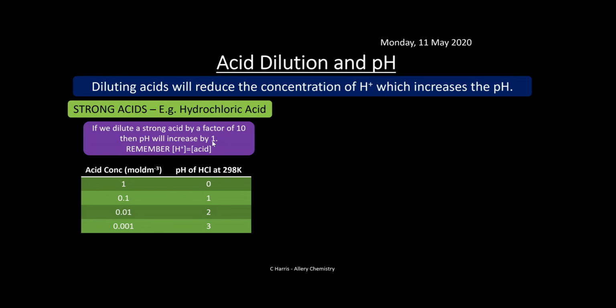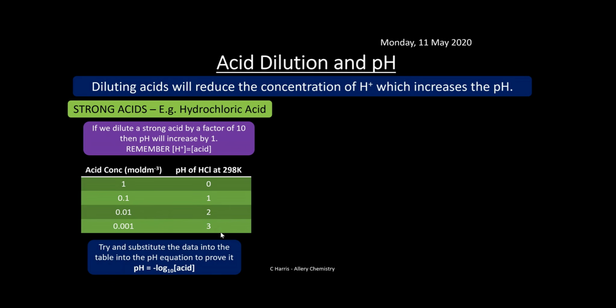So let's have a look. If we've got an acid concentration of 1, then we have a pH of 0, so that's fine. But if we dilute that down by a factor of 10, so we have 0.1, then the pH will increase by 1. So that'll increase to 1. Diluted again by another factor of 10, and we get a pH of 2, and so on. So you can see here, we dilute by 10, and that will change the pH by 1. You can try this: if we substitute all of this data into the pH equation, we can prove that the pH does change by that value. So have a go.